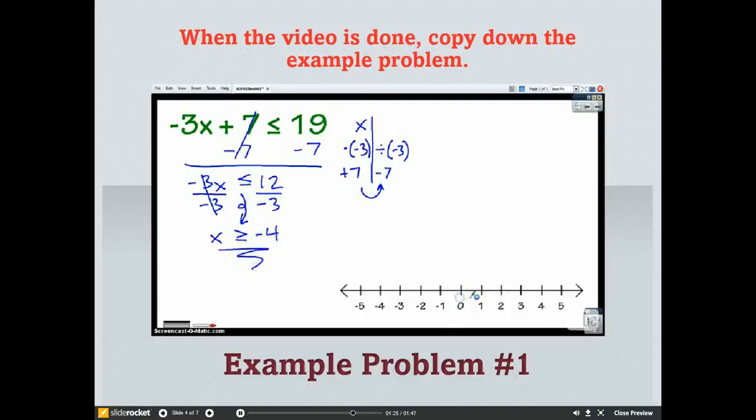Alright, so now to graph this, x is greater than or equal to negative 4, which means all the numbers over here, or equal to negative 4, which means I want to start at negative 4 and include it. So I'm going to do a closed dot at negative 4 for x equal to negative 4, and then for greater than negative 4, an arrow to the right.